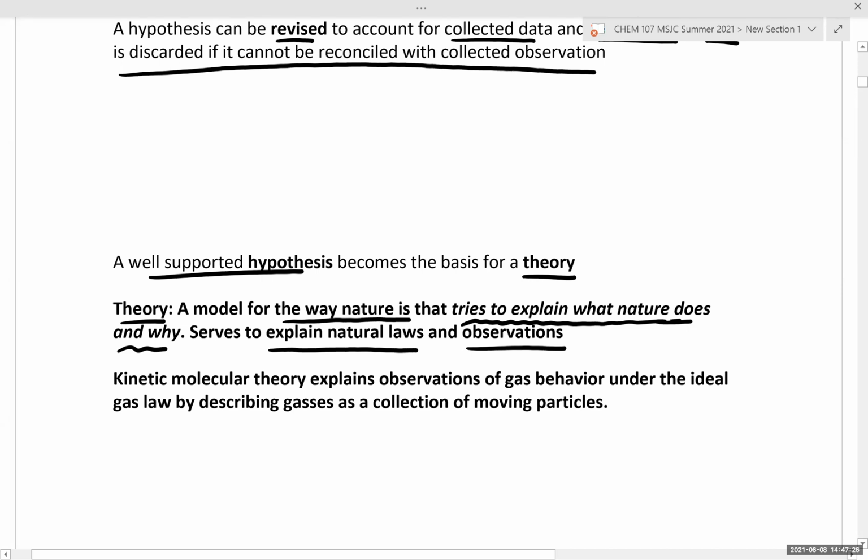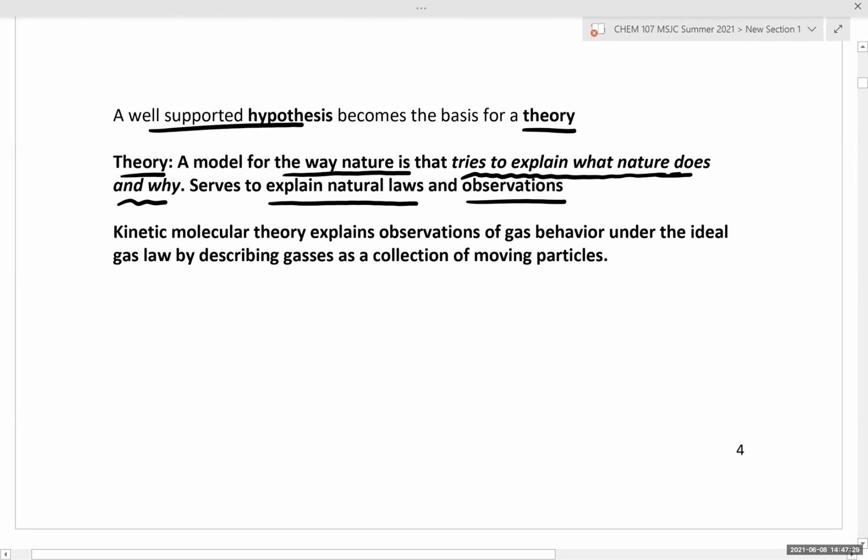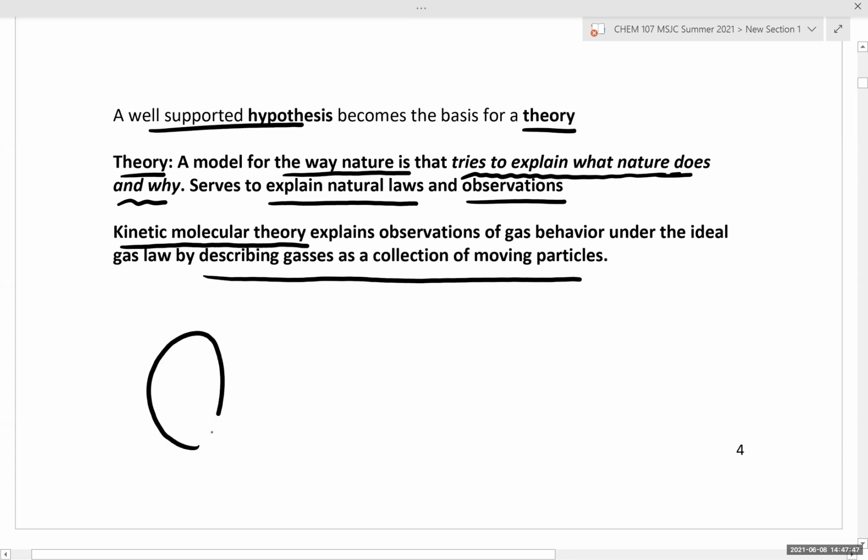Here's an example. We can explain gas behavior using kinetic molecular theory, which describes gases as a collection of moving particles. For example, the balloon at room temperature, we can view the particles of gas as moving quite rapidly and pushing against the walls of the balloon with a large amount of force.